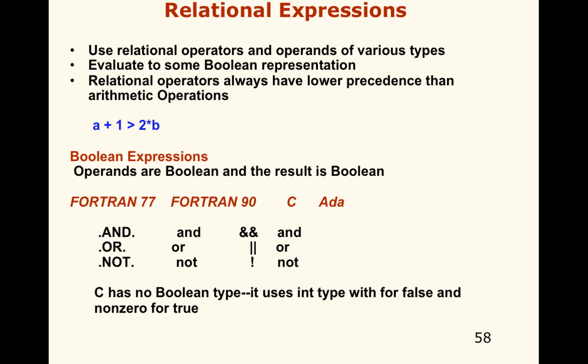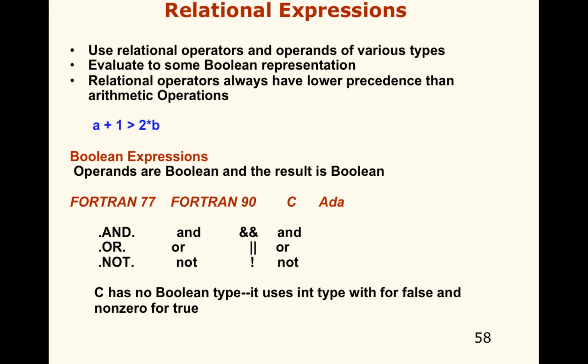Relational expressions. So you use a relational operator, operands of various types. Go back to discrete math. This is the ands, the ors, the nots. So you want to, let's say, evaluate to some Boolean representation. Usually when you're doing a relational expression, you're doing an evaluation that's going to come out to true or false. So is it this and this or that, this and this, but not that? You're looking for a true or a false. So generally, they don't always evaluate, but they can. For the most part, they do evaluate to some Boolean representation.